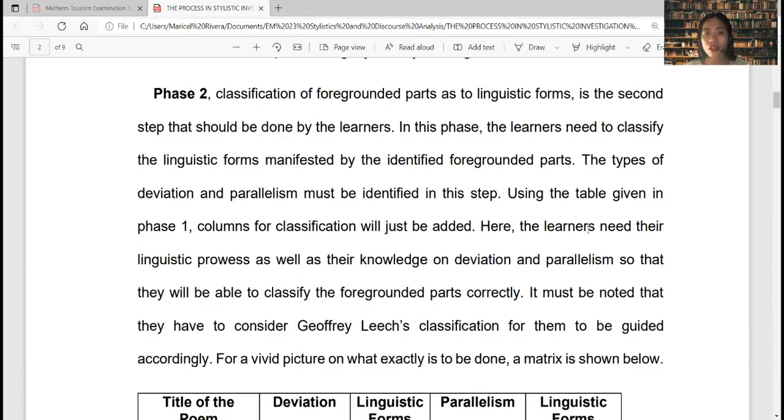Earlier we had 3 columns. Now we are going to have 5 columns. Here, the learners need our linguistic prowess, our knowledge of deviation and parallelism, as well as how we classify them based on their types, as mentioned by Geoffrey Leach, right? They have to consider Geoffrey Leach's classification because he was able to identify the different types of deviation and parallelism. For us to be guided accordingly, I believe I discussed this in unit 2, especially in the last portion of the unit. So please go back there if you cannot follow the Geoffrey Leach classification.